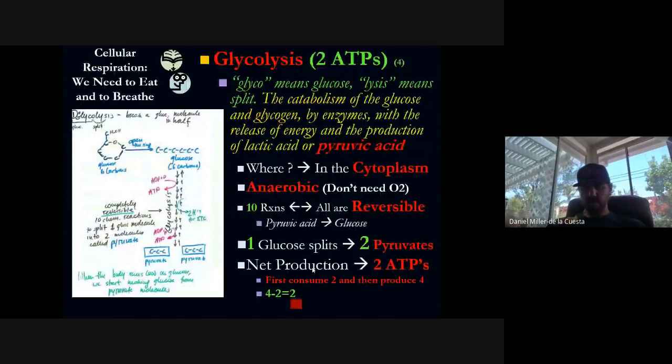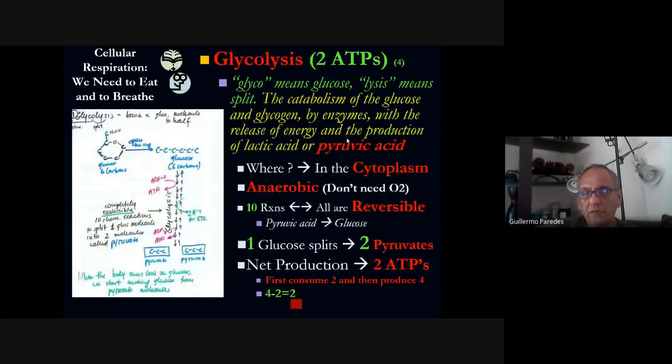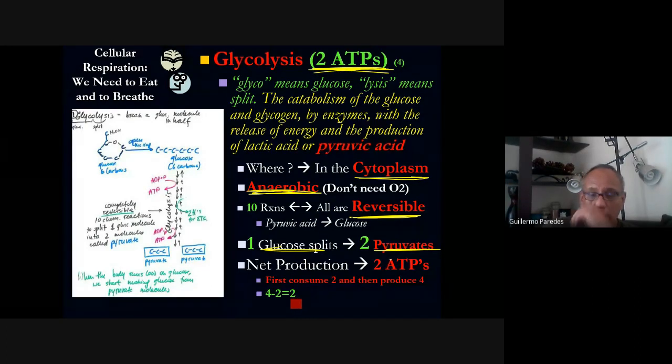Okay, so now let's review here again for the third time. Glycolysis is going to produce two ATPs. Where is it going to happen? Cytoplasm. It's going to be anaerobic. It's going to be a reversible reaction. It's going to produce the pyruvate. Glucose goes into pyruvate or pyruvic acid, it's the same. Net production, two ATPs.